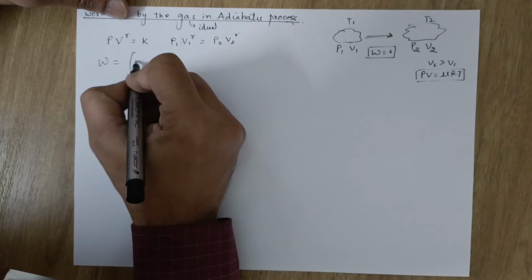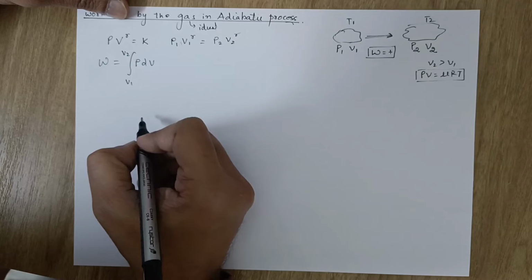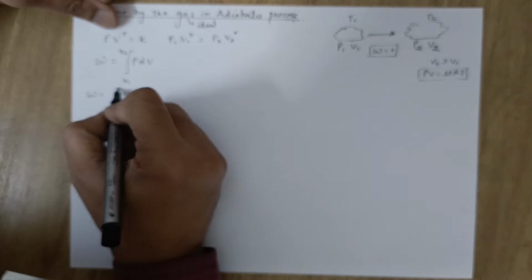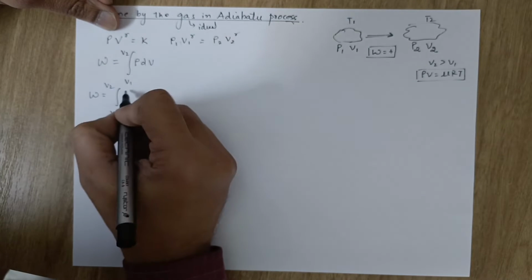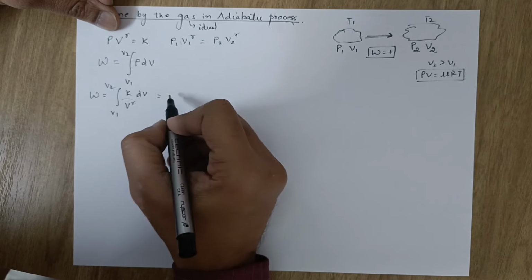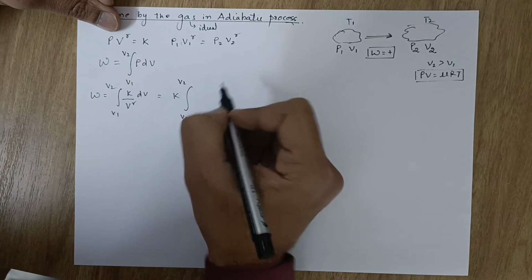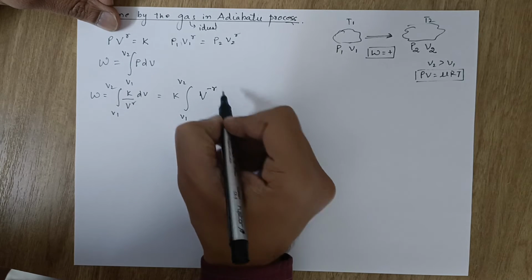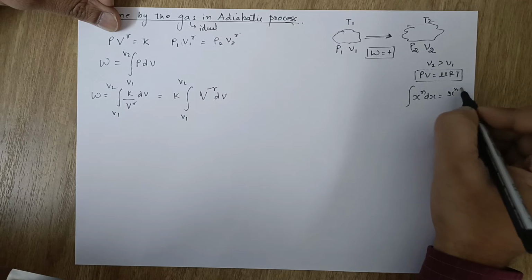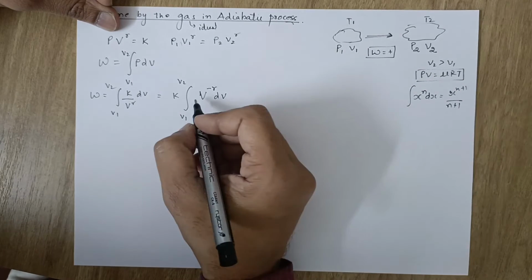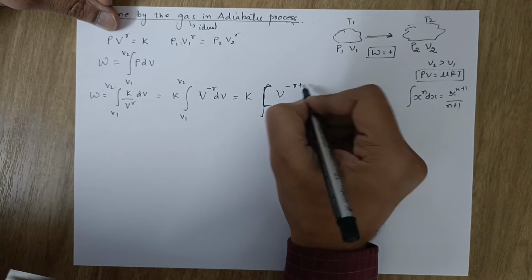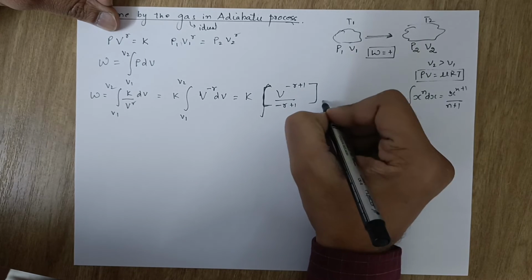So work done is equal to the integration of P dV from volume V1 to V2. I am going to substitute the value of P, so the work done is the integration from V1 to V2 of K upon V raised to gamma times dV. Now this K is going to come out. So the integration from V1 to V2 of V raised to minus gamma dV. We know that the integration of x raised to n dx is x raised to n plus 1 upon n plus 1. So over here also, we get V raised to minus gamma plus 1 upon minus gamma plus 1. Now lower limit, upper limit.